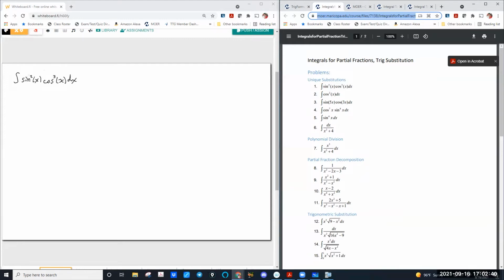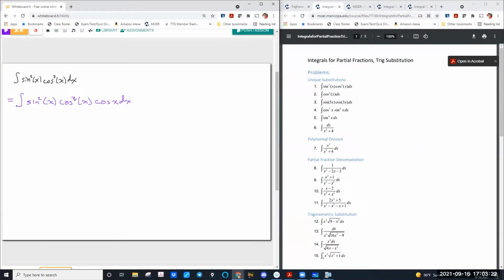Whenever you get a combination of sine to a power and cosine to a power, this can be done with substitution. What we'll do is look at it this way. Notice I have an even number of sines and an odd number of cosines. Well, I'm going to rewrite this as sine squared of x, cosine squared of x, cosine x dx. So there was that extra cosine x, so I decided to split it off.